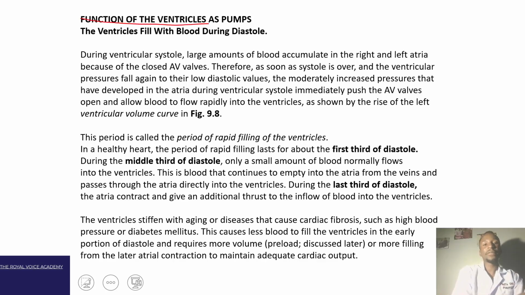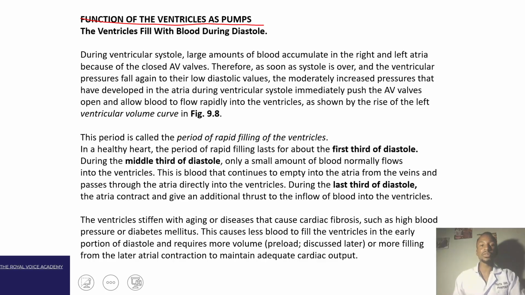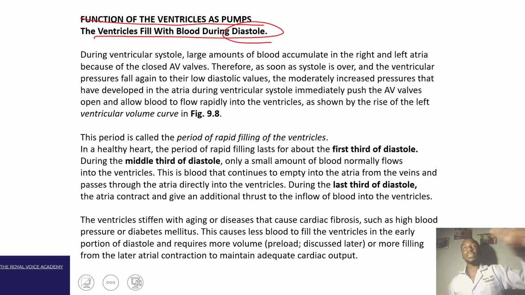Now let us look at the function of the ventricles as pumps. So we are already done with the function of the atria. The atria simply act as primer pump. So let us now move to the function of the ventricles as pumps. The ventricles fill with blood during diastole. So remember, we've talked about the atria. The atria have atrial systole and atrial diastole.